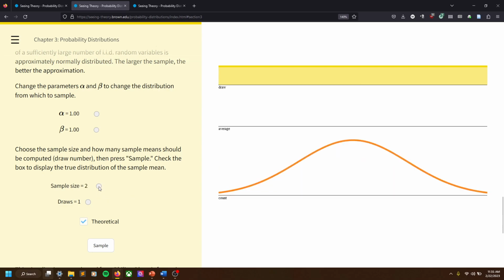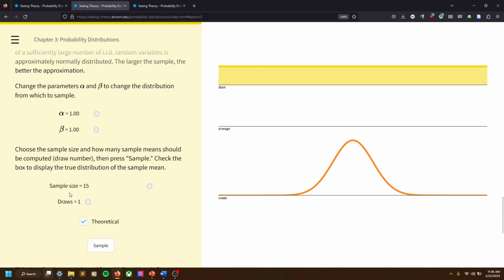We can up the sample size, and the line you see when I click theoretical is what the sampling distribution should theoretically look like. As we increase the sample size, we see that it's getting tighter and tighter. It's less widely dispersed. The variance is shrinking. As sample size increases, the standard deviation of this sampling distribution decreases. And if you recall from the content in this module, the standard deviation of this sampling distribution is what we call the standard error of the mean. So as sample size increases, the standard error of the mean decreases.